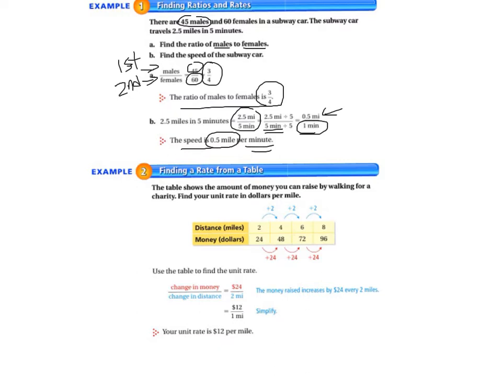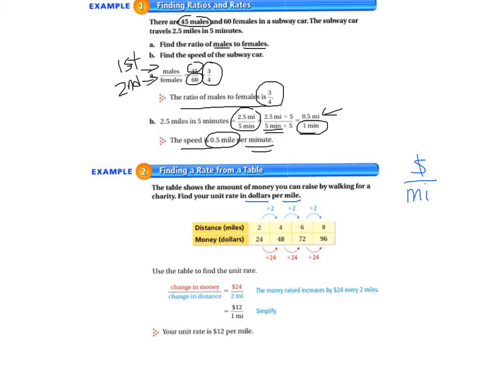Example 2 has us finding a rate from a table. So the table shows the amount of money you can raise by walking for a charity. Find your unit rate in dollars per mile. So there's a lot of information in that question. So the first thing we need to remember is that we're finding our unit rate. So when we finish, we want to have 1 on the bottom of our fraction. And the second thing we need to remember is that we're finding our unit rate in dollars per mile. So that means that we're looking for a fraction of dollars on the top and miles on the bottom.